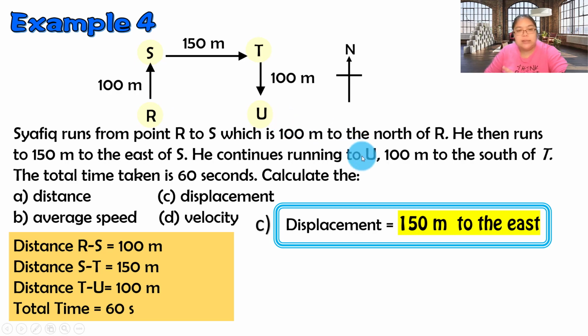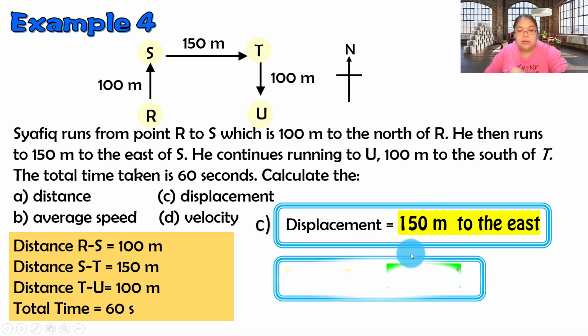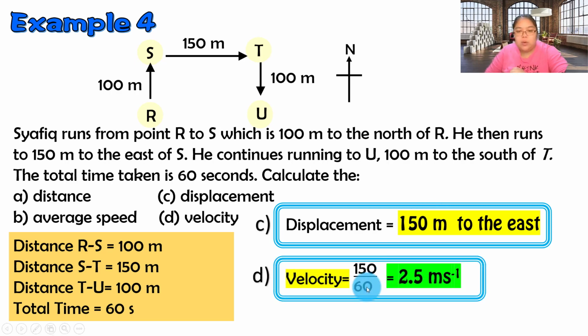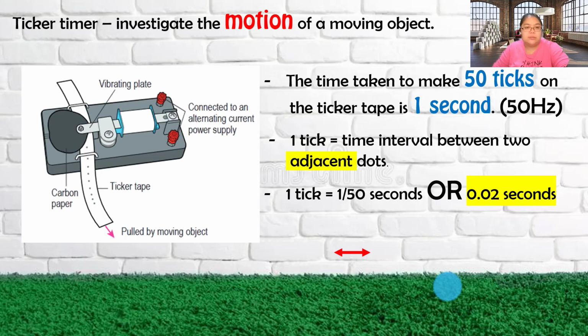Okay, last one, D, velocity. For velocity, we just take the displacement here over the time taken. The time taken is still 60. So there's 150 over 60, which is 2.5 ms^-1. So this one is a velocity.